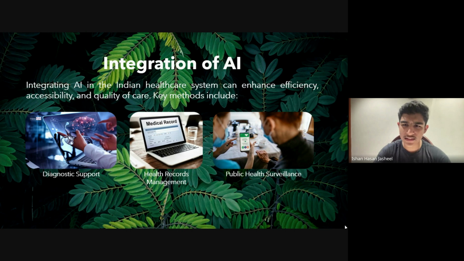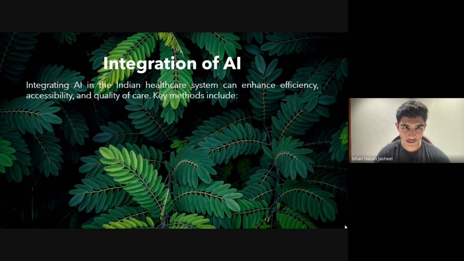Implementing AI in the Indian healthcare system requires collaborations among healthcare providers, technology developers, policymakers, and the public to ensure effective and ethical deployment, ultimately improving healthcare access and outcomes nationwide. Now, let's take a look at the need for ensuring quality healthcare.